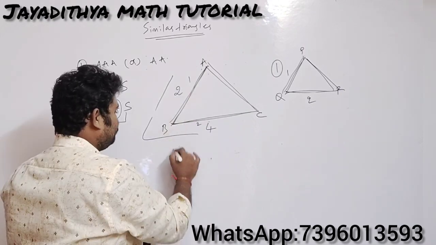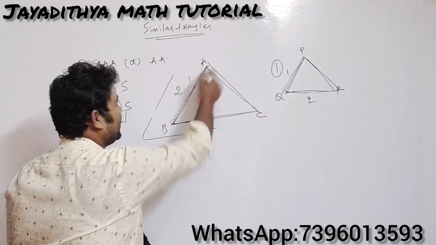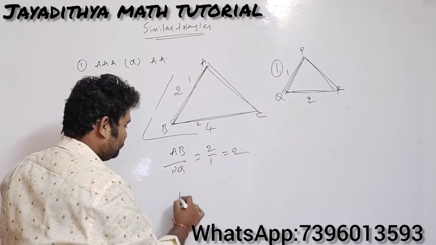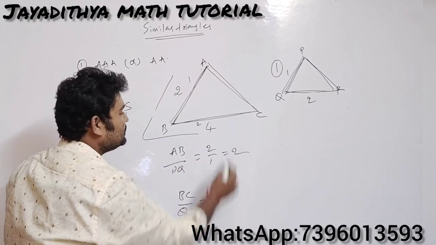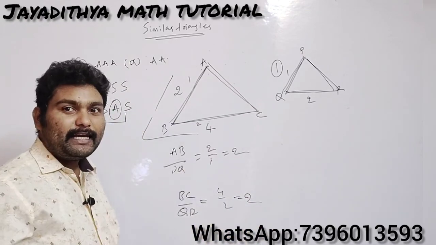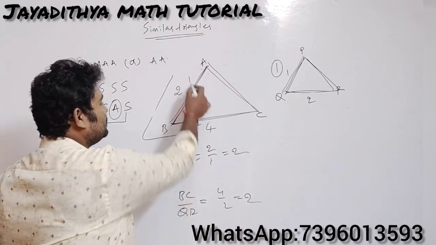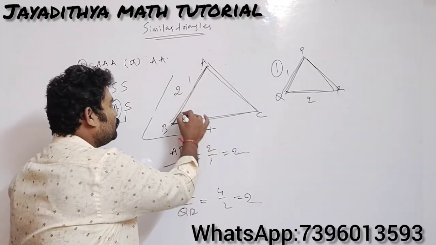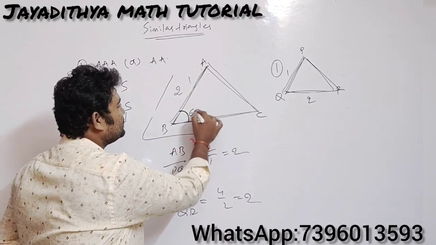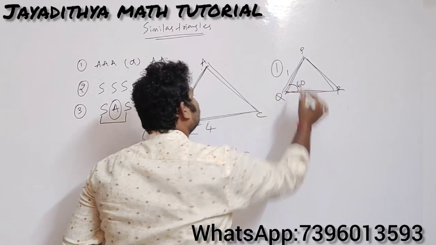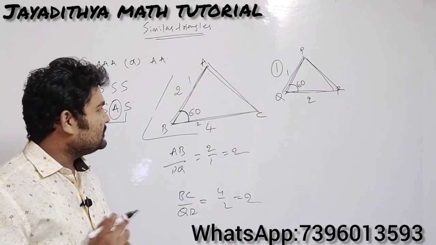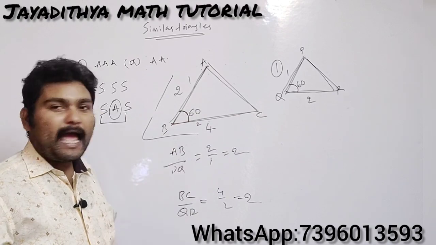If you observe here, AB by PQ in both the triangles is 2 by 1, which equals 2. And if you take BC by QR, this is also 4 by 2, which equals 2 again. And also there must be an included angle. These are the two sides you are taking the ratios of, so the included angle means this angle. If this angle is 60, this angle also must equal 60. Then only will those two triangles be similar, or else they will not be similar.